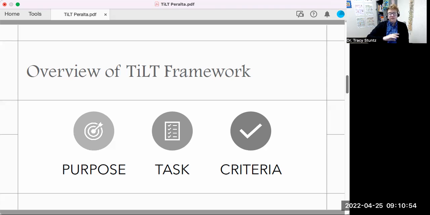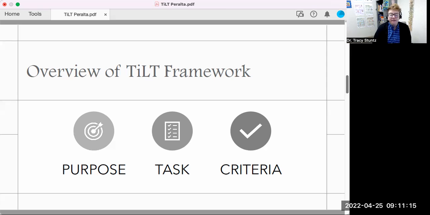So the purpose is where we're going to communicate to the students what knowledge or skills they will gain from completing the assignment, and how that knowledge or skills will be valuable, either for the rest of the class or for the rest of their college career or post college.